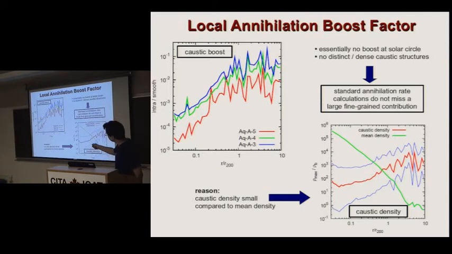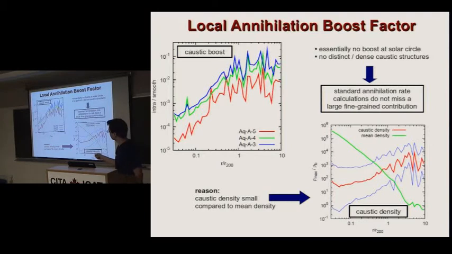Now the converged, or kind of converged, result is the blue result here. You can see that at the solar position, you get a pretty small contribution, but even around the virial radius, you only get about 10% contribution. So it's not a huge factor that you miss in that calculation in terms of caustic annihilation. That means if you just run a standard simulation and calculate your smooth profiles and calculate the annihilation radiation, you do not miss a large fraction due to these fine-grained contributions.